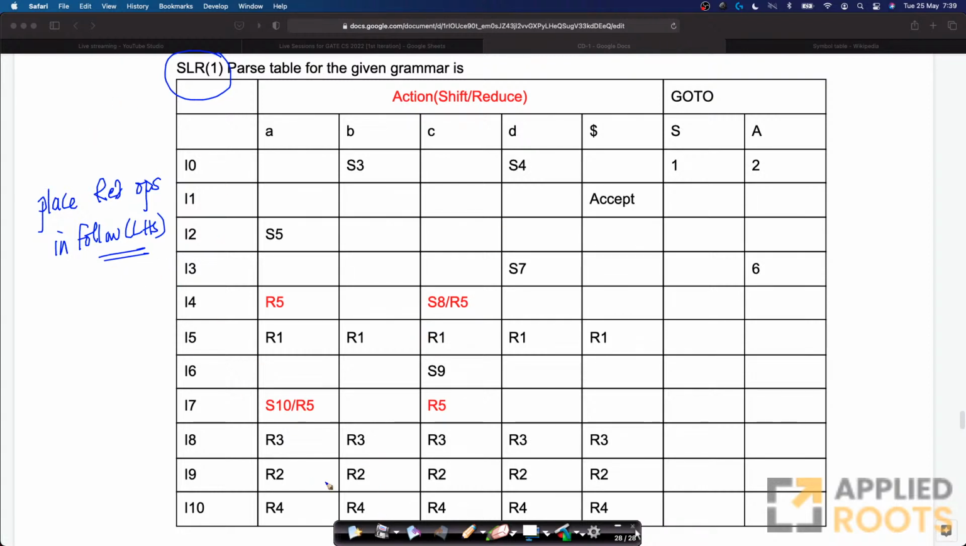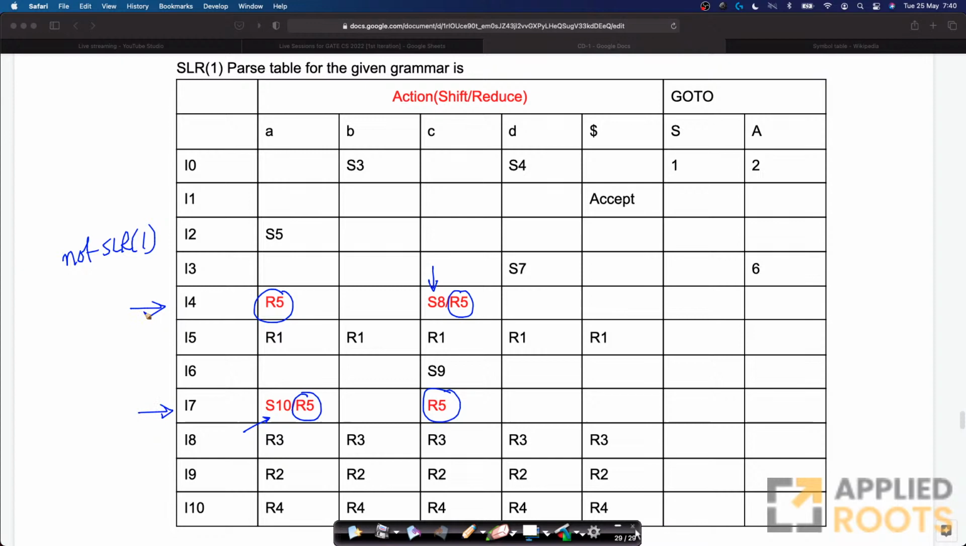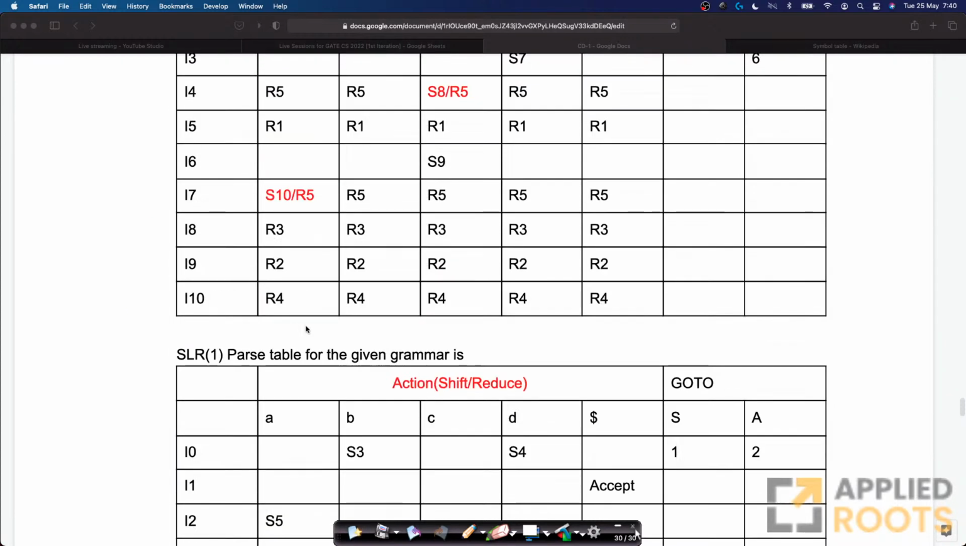But even if you do this, what do you have? You have only R5 placed here and here. You don't place it across the whole row. Similarly, you have R5 placed here and here. But even with that, you have an SR conflict here and an SR conflict here. Even though you're not placing the reduction rule for all the terminals, you still have an SR conflict in the SLR1 parse table. So this is also not SLR1. Again, you don't have to do this for all the states. You just have to do it for I4 and I7, which seem problematic from this finite automata.